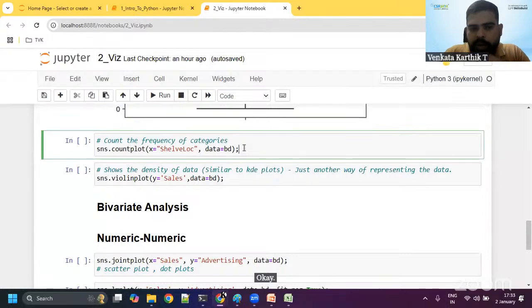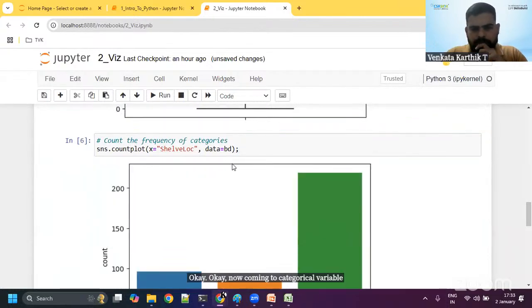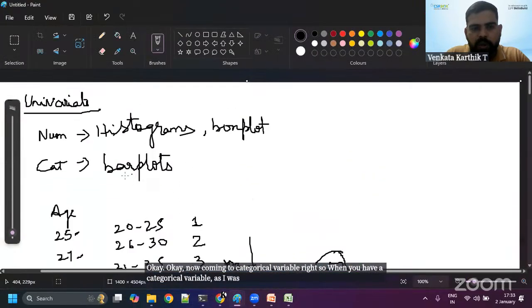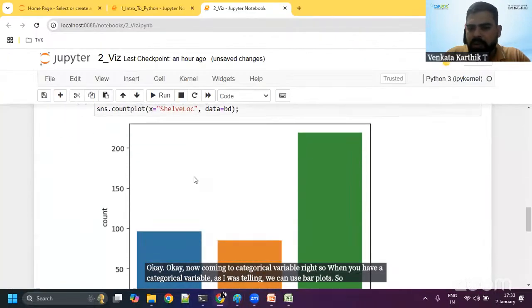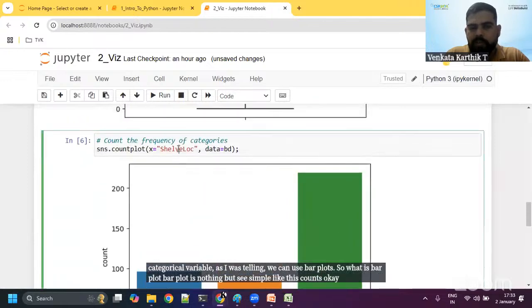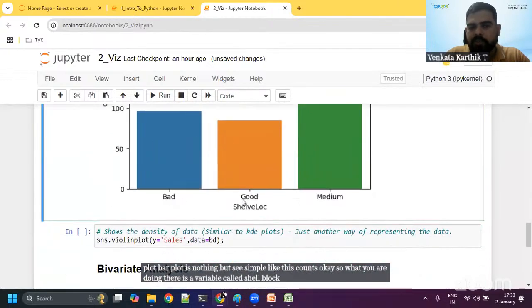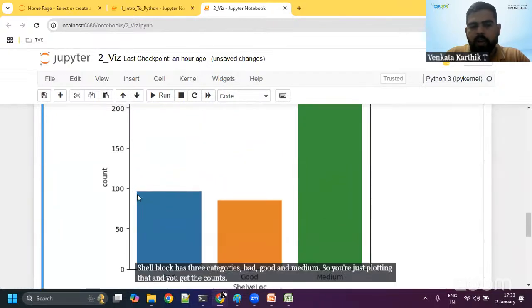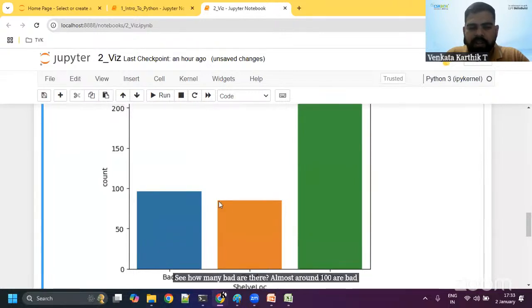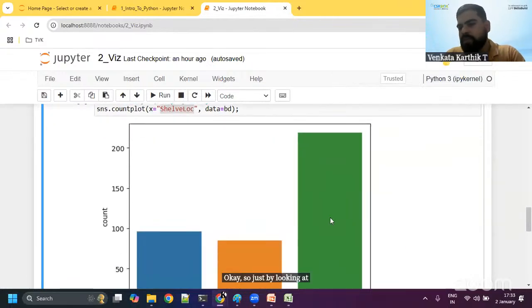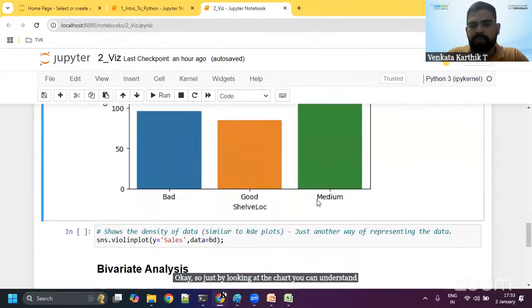Now coming to categorical variable. When you have a categorical variable, as I was telling, we can use bar plots. So what is bar plot? Bar plot is nothing but counts. There is a variable called shell block. Shell block has three categories: bad, good and medium. You're just plotting that and you get the counts. How many bad are there? Almost around 100 are bad. How many good are there? Something around 97 maybe. How many medium are there? About 200. So just by looking at the chart, you can understand the categorical variable.